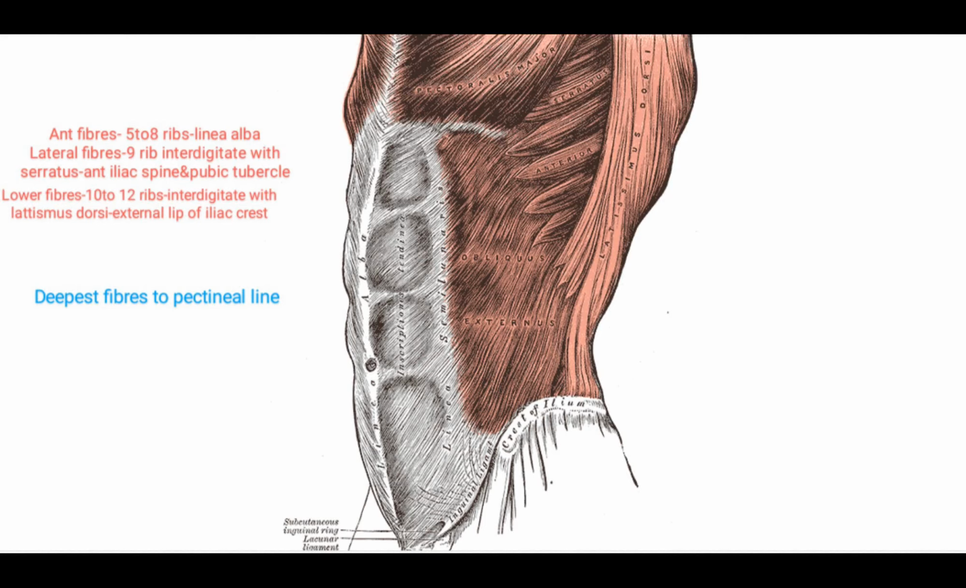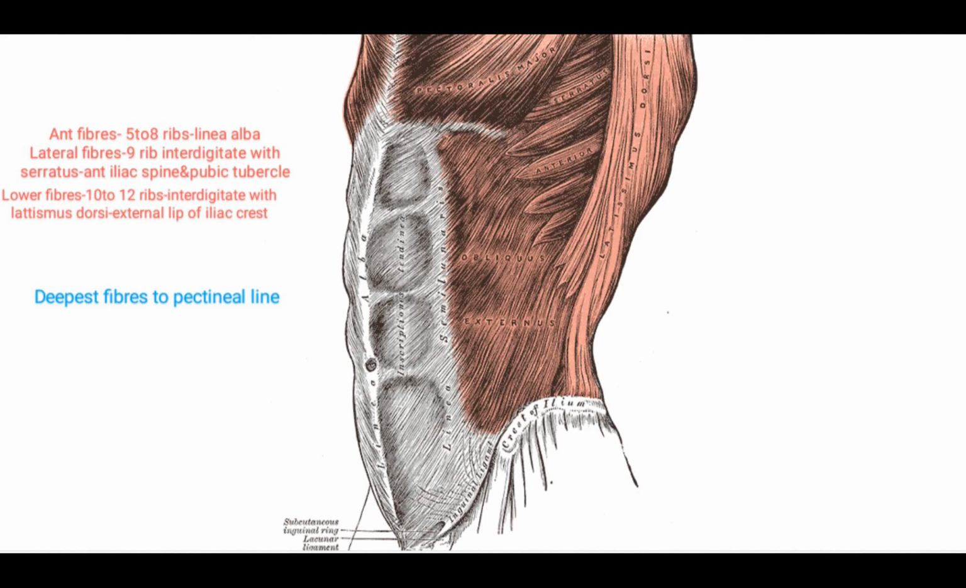The lower 8 ribs are the fifth rib to the 12th rib. They are divided into three sets of fibers: upper, middle, and lower, or we can say anterior, lateral, and lower. The upper fibers originate close to the cartilages, the middle ones at some distance from the cartilages, and the lower ones close to the apex of the cartilage. So they originate at increasing distance from the cartilages.